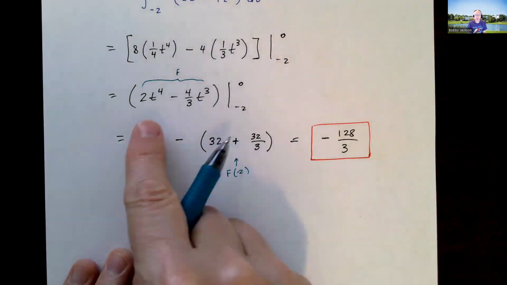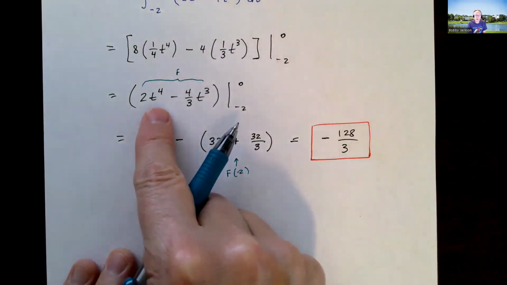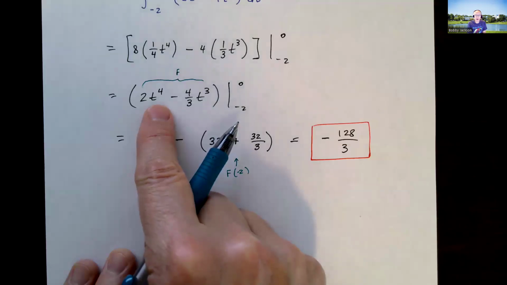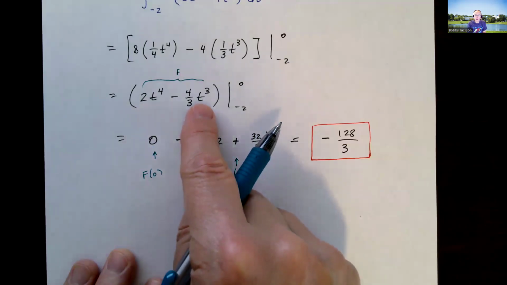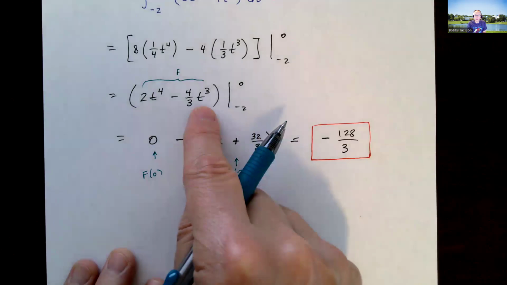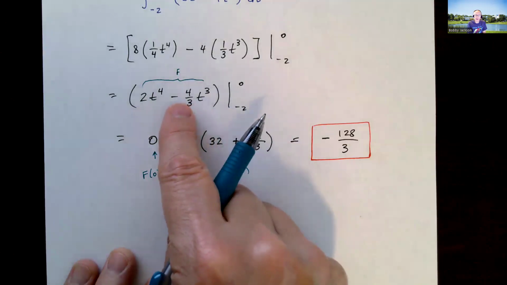So I plug in -2. Be careful, if I raise -2 to the fourth, I get a positive 16, right? -2 times itself 4 times is positive 16 times the 2 is 32. Here I cube -2, so cubing -2 gives me -8, right? -2 times itself 3 times is -8, times a -4/3.